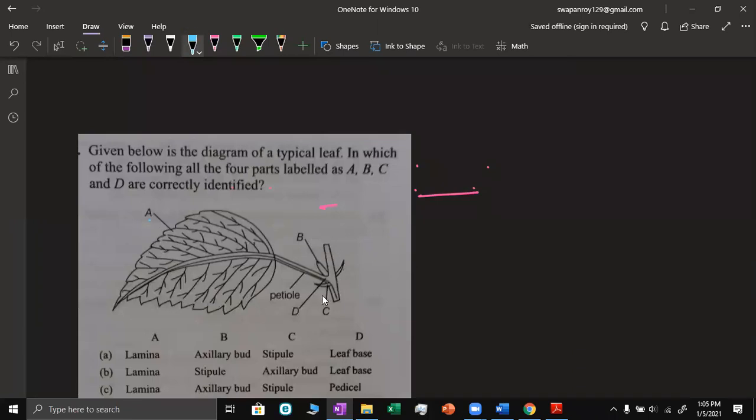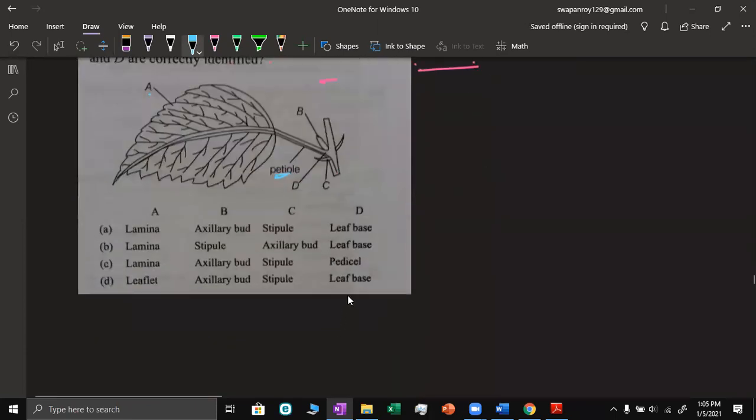A, B, C, D, and this one is already written. So what is there? Options are, A is lamina in all these three. D is leaflet. So this is simply not correct. So don't see in this one because A is not leaflet. It is lamina. Leaflet only if it was a compound leaf.